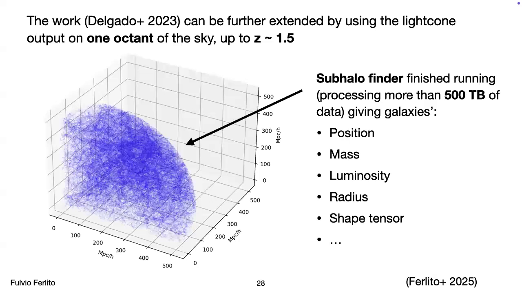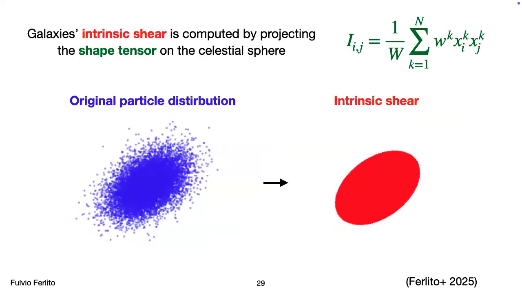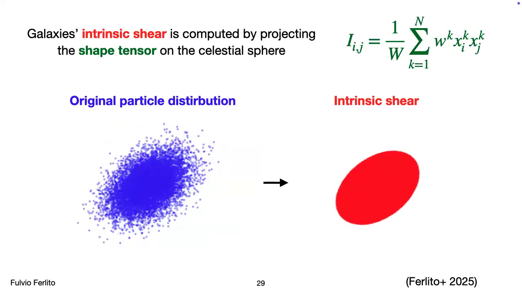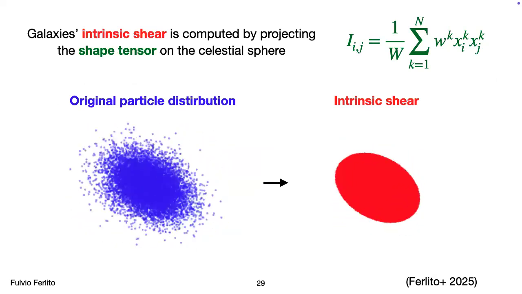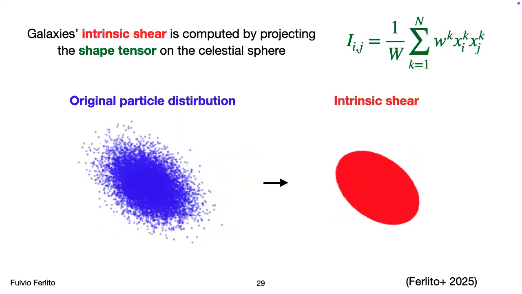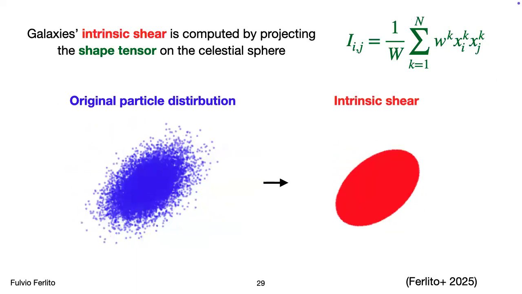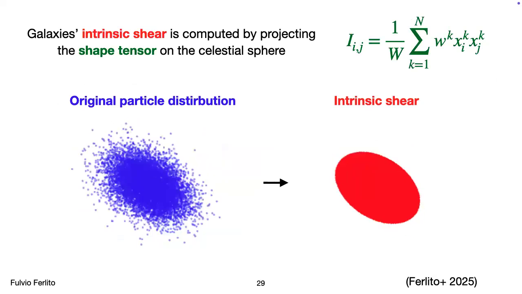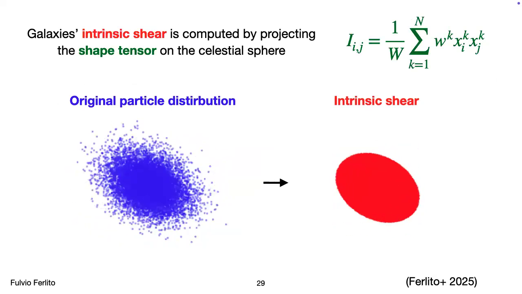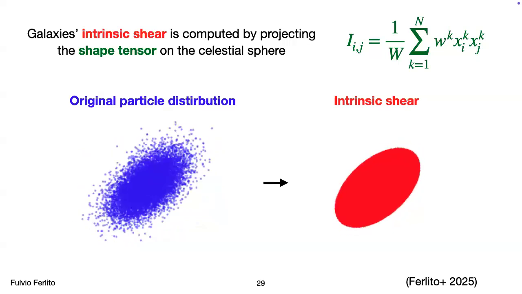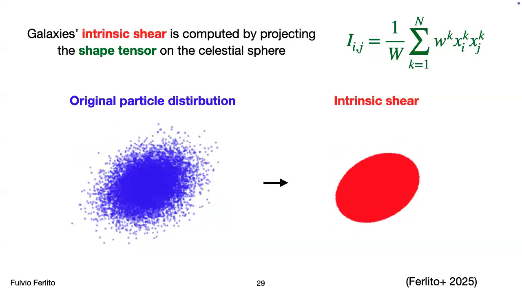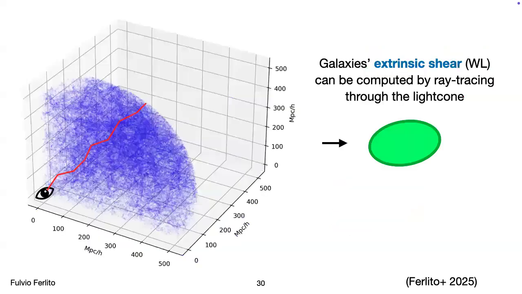In particular, we were interested in the shape tensor, which we compute by taking all the star particles that make up a galaxy and computing the 3D tensor. Then we project it on the celestial sphere so that we convert this information into an intrinsic shear, so basically a gamma, right? This is how we assign to each object a certain intrinsic shear, but we can also compute the extrinsic shear of the weak lensing through our ray tracing code within the same large-scale structure. So everything is very self-consistent.